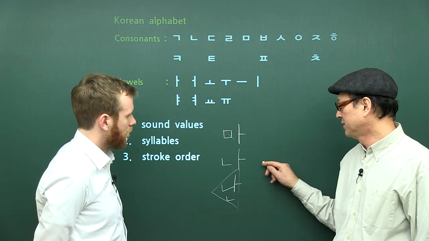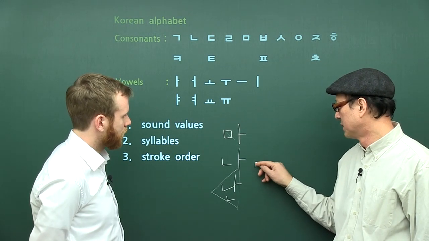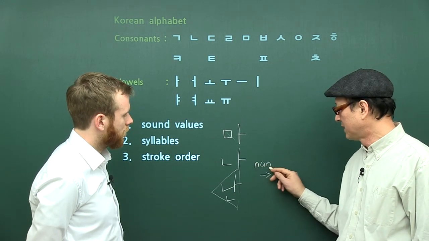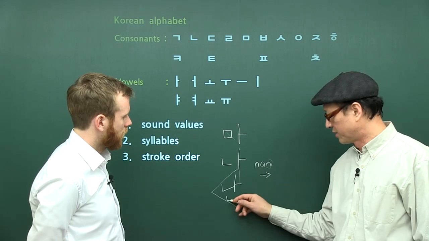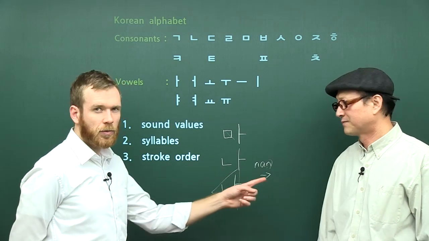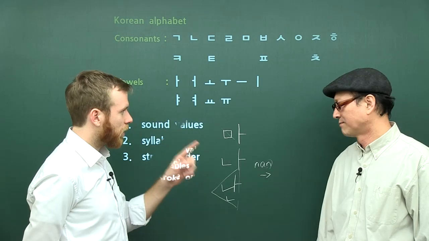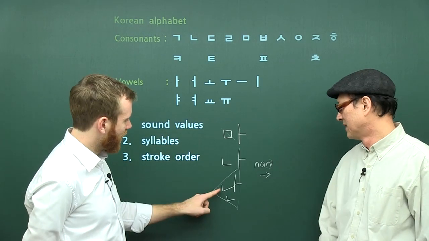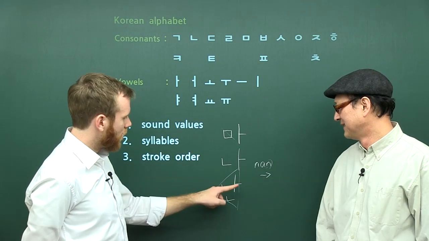그러니까 영어에는 뭐 it goes this way, right? 근데 한국말에는 이게 여기로 가요. So English is always left to right. In Korean, left to right and top to bottom. So here we have consonant, vowel.